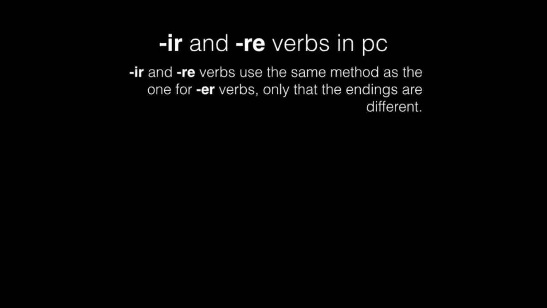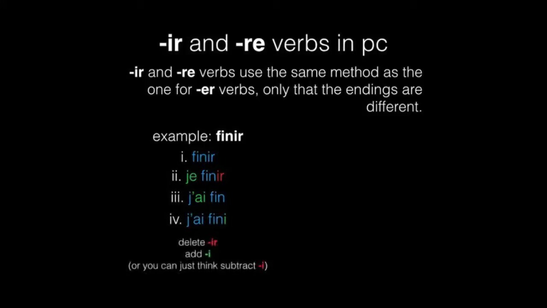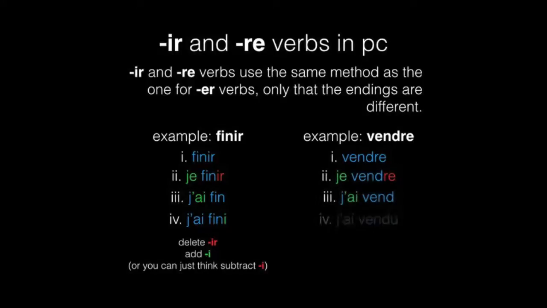Now for IR and RE verbs in passé composé. They use the same method as the one for ER verbs, only that the endings are just a bit different. So for example, I'm going to use finir, to finish, as an example here. And as you can see, I'm using the same exact method, only that for deleting and adding, I delete IR and I add I. Or if you want to just think of it as subtracting R, you can think of it like that as well. For RE, I'm going to use vendre, to sell, and as you can see, the steps are very similar, except that you're deleting RE and you're adding U.